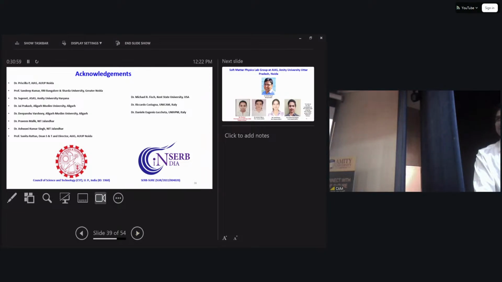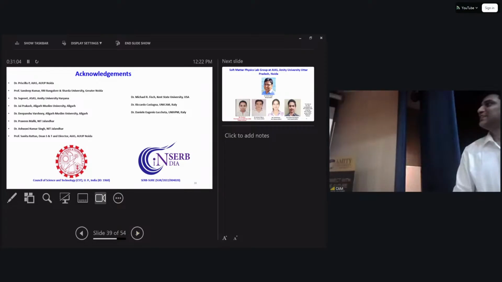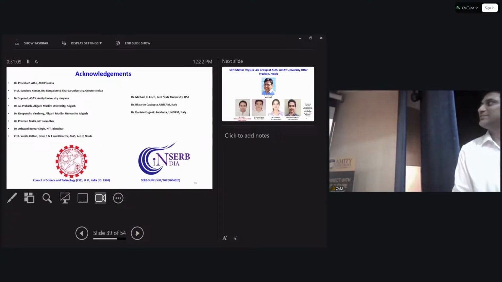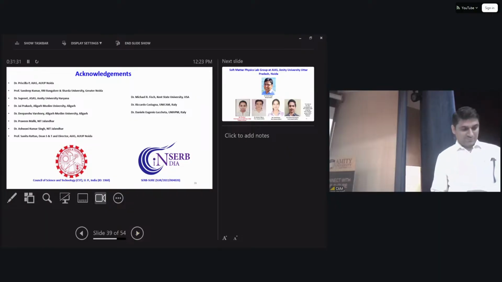I will acknowledge first of all Dr. Priscilla P. She was my first PhD student and is currently working in Taiwan as a postdoc fellow. She did all the work that I presented today. And Sandeep Kumar sir, who gave these carbon dots to us. Then of course Dr. Suprita Reddy, sitting here, my collaborator. And Dr. Jayaprakash, Dipanshu Varsne, Praveen Malik sir, Ashwini Kumar Singh, and last but not least, my HOI, who is Dean and Science Doctoral Domain and Director of my own institution where I work, MIT Noida. This is my national list.